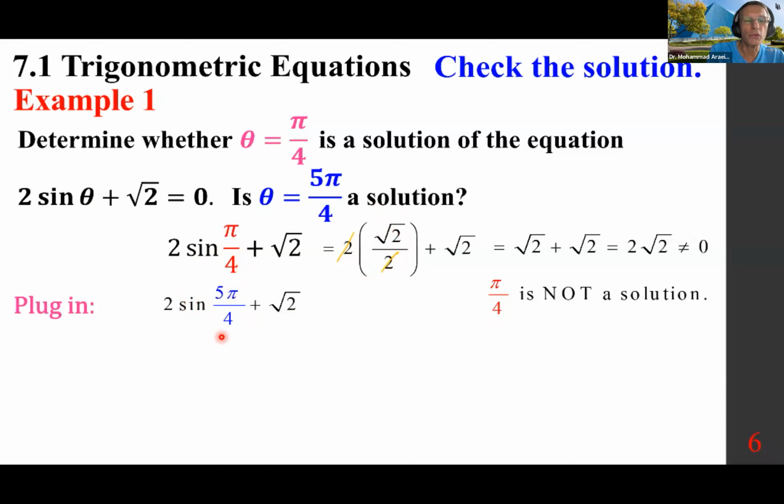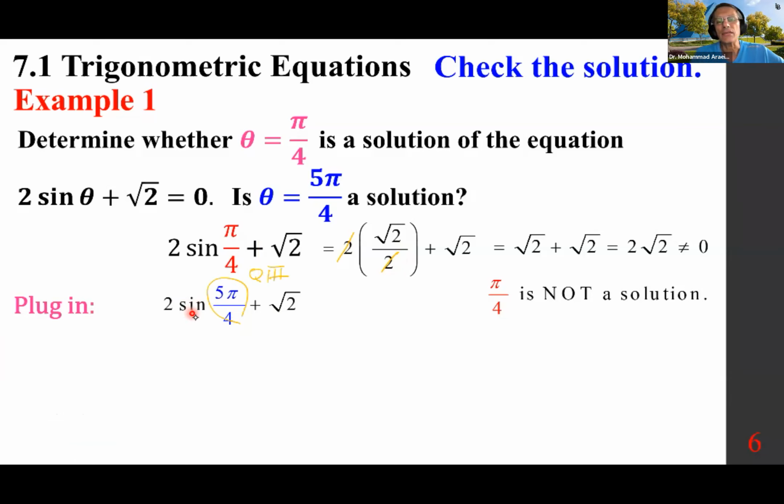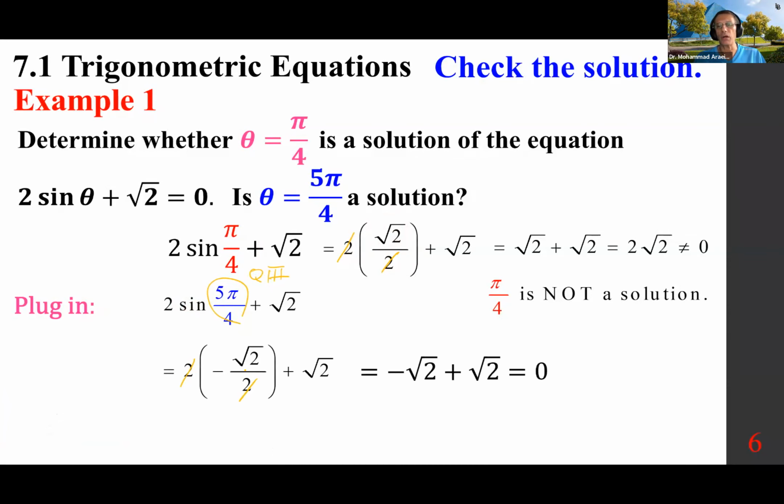Now, 5 pi over 4 is larger than pi, which puts you in the third quadrant. In the third quadrant, sine is negative. So you use the same number, but negative. And that's the key. So you have minus square root of 2 plus square root of 2. The answer is 0. Therefore, 5 pi over 4 is a solution.